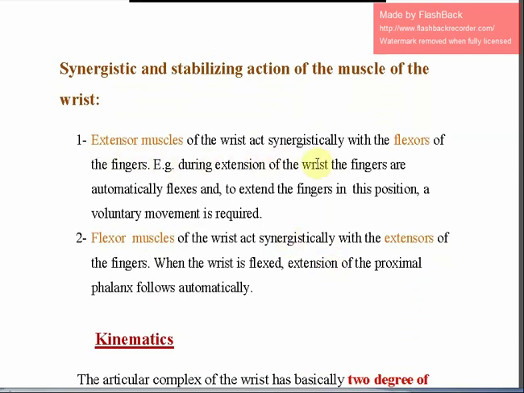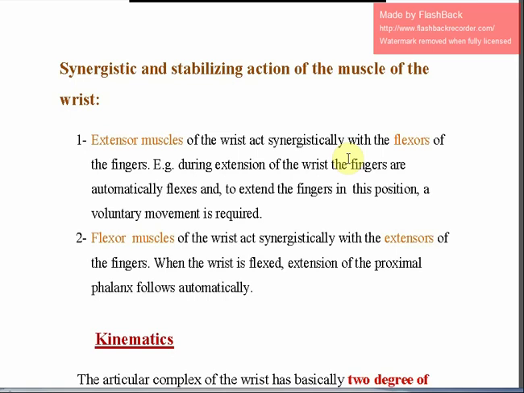Now the synergistic and stabilizing action of the muscles of the wrist. Extensor muscles of the wrist act synergistically with the flexors of the fingers. For example, during extension of the wrist, the fingers automatically flex, and to extend the fingers in this position, a voluntary movement is required. To do wrist extension in a good range, automatically the fingers will flex.